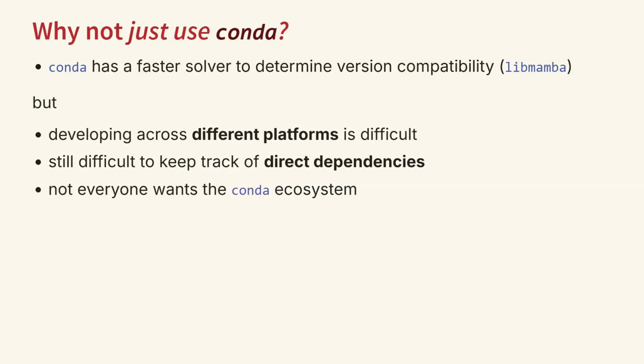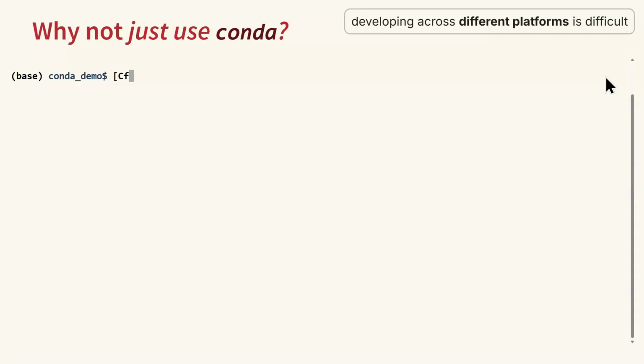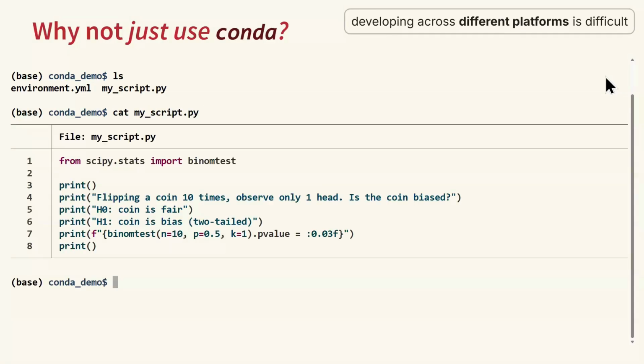And what I'm going to show you now is that developing across different platforms can be difficult as well when you use Conda. So let's go into a little bit of a Conda demo now. I'm in a different environment, so we've got this myscript.py file there, but now, instead of a requirements.txt, we've got an environment YAML file. So let's cat the myscript.py. It's probably the last time I cat this file. It's the same more or less every time. Let's cat the environment.yaml file.